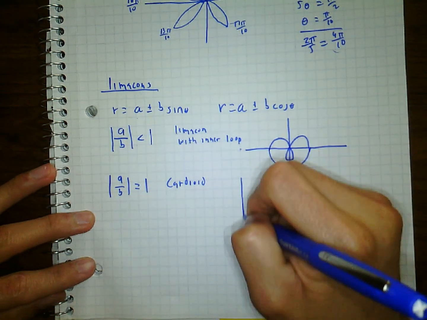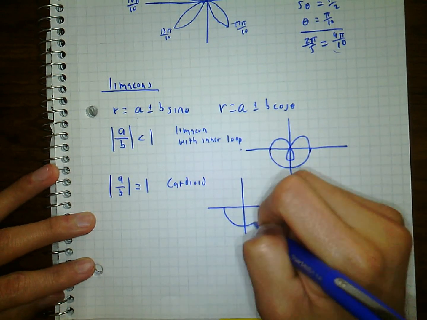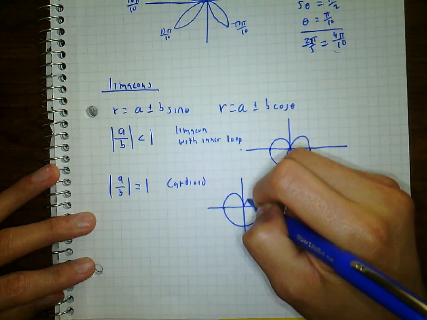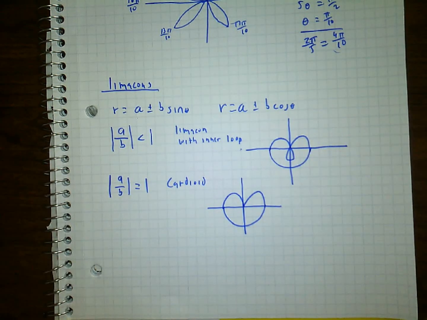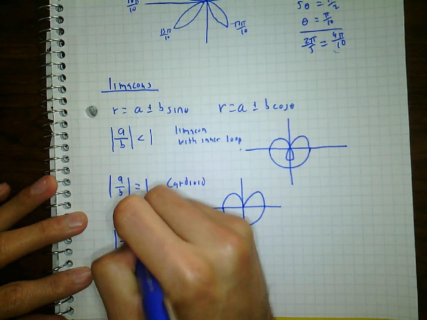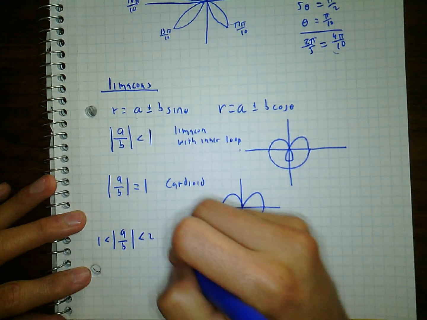And a cardioid is literally going to look like this. And you guys are going to be very familiar with it. It's going to be a very sharp turn. So it kind of looks like a heart, hence the word cardioid. Okay? If the absolute value of a divided by b is less than 2 but greater than 1, you have something called the dimpled limaçon.